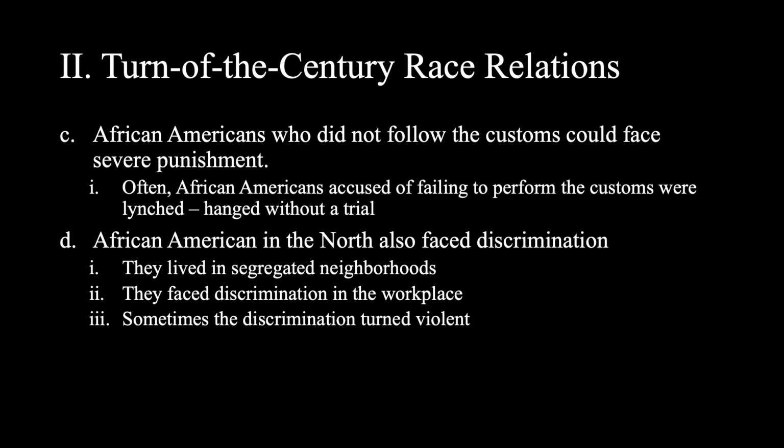The problems that were going on at the turn of the last century, those were issues that needed to be addressed. And we'll talk about how they were addressed later on.